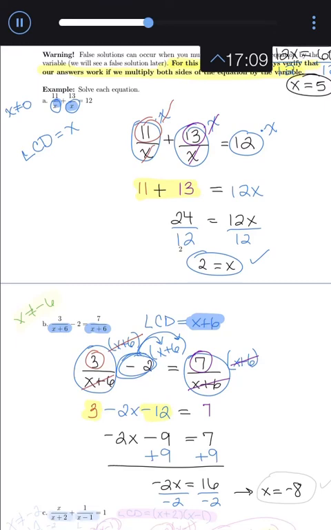Again, is this answer okay? Yes, it is, because the only answer that we said wasn't okay was the answer of negative 6. We got a negative 8, so that answer will not make our denominator 0, so it's good, and we can use that answer.